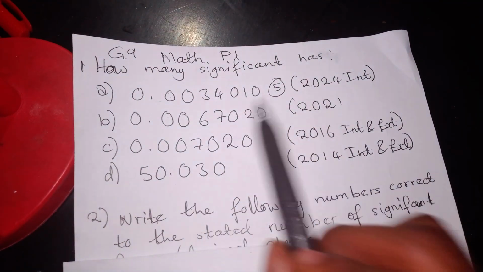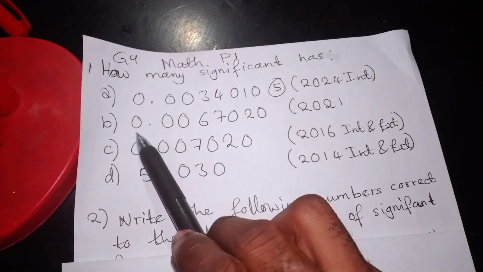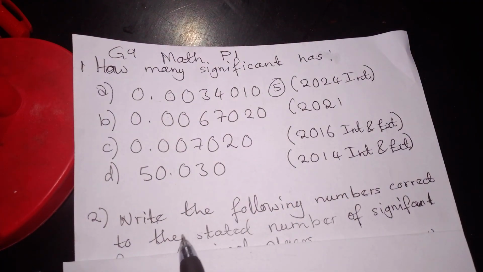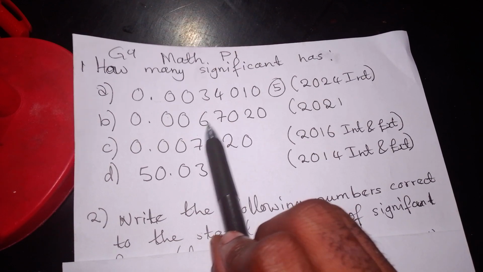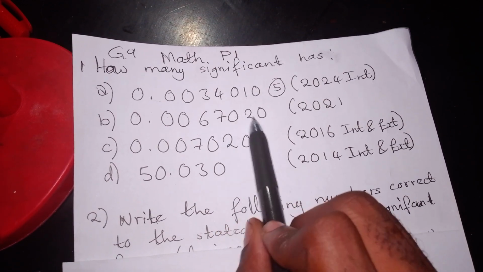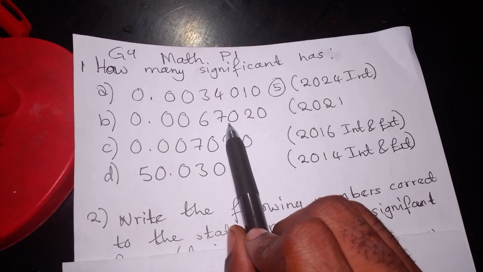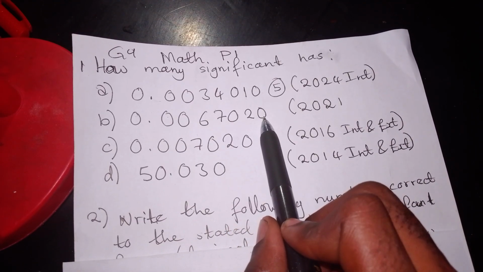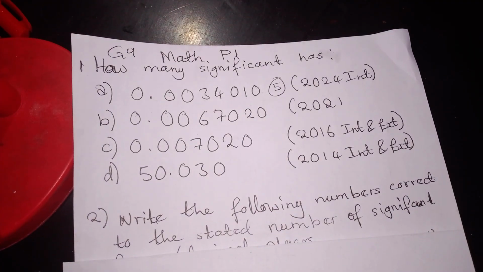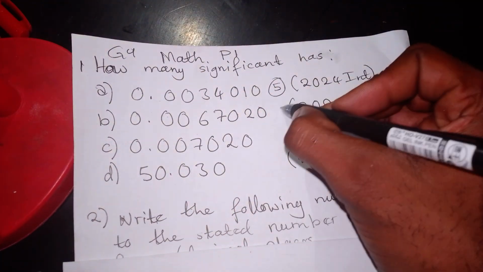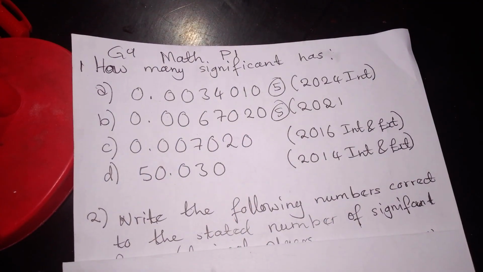For this one, remember these leading zeros, they are not considered significant. These are non-zeros, so they are all significant. This 0 is between two significant figures, so it's considered significant. This is a trailing 0, that means it's equally significant. So we have 1, 2, 3, 4, 5. So we have 5 significant figures.